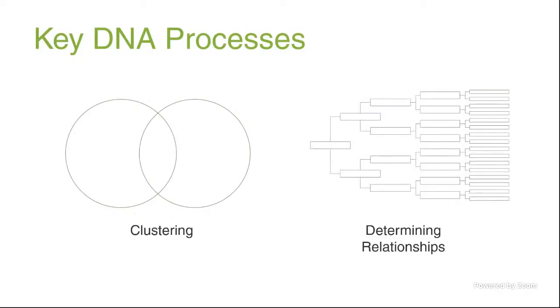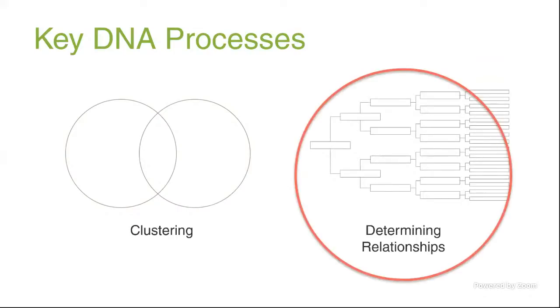As I mentioned in our last class, there are two key DNA processes. They go hand in hand, and you kind of go back and forth between the two of them. We have clustering and determining relationships. We went through clustering in the first class when we talked about grouping DNA matches, and in this class we're going to talk more about how you actually figure out the relationship between two people.